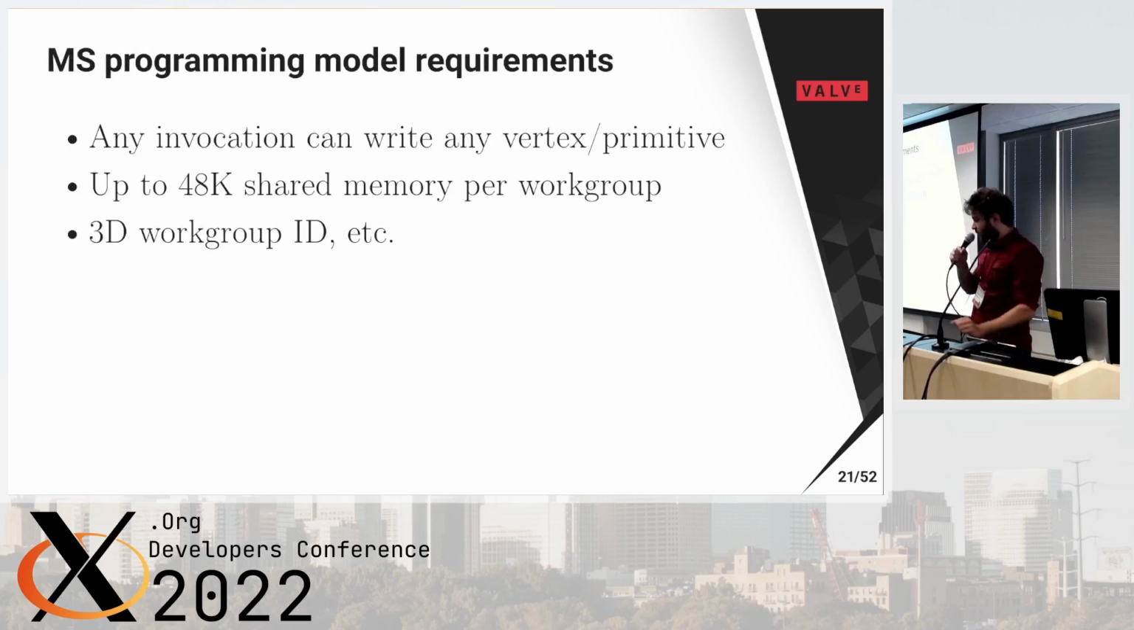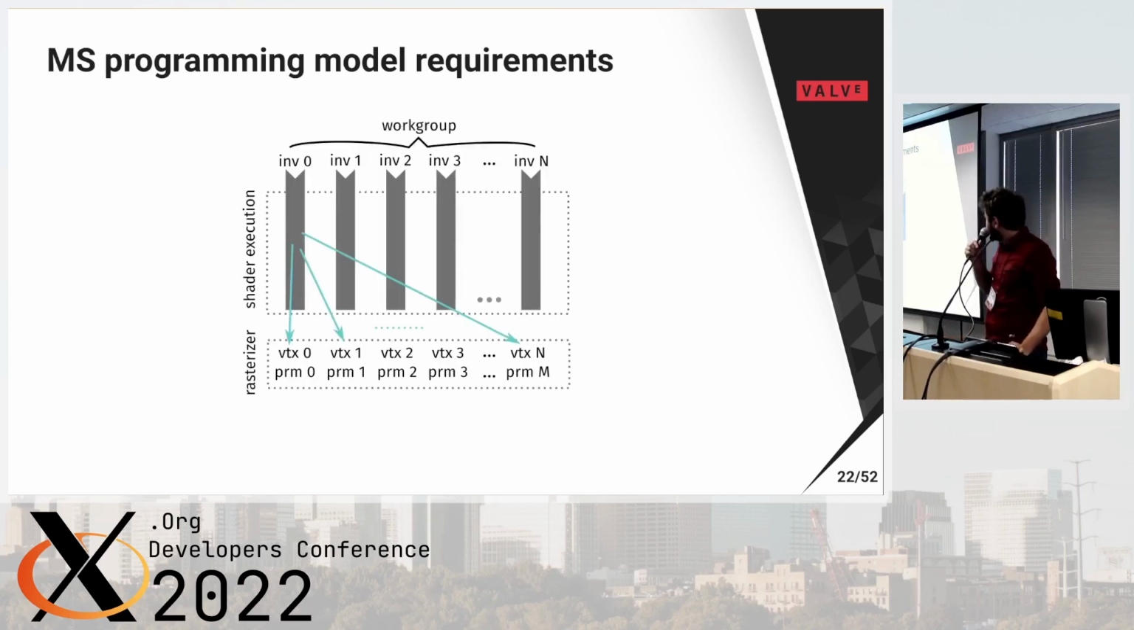But in the programming model, any shader invocation can write any vertex, any primitive. They have to have up to 48K shared memory per workgroup. And the programming model has 3D workgroups, not one-dimensional. So it looks like this. Each invocation could theoretically output basically anything. I hope that the colors are visible.